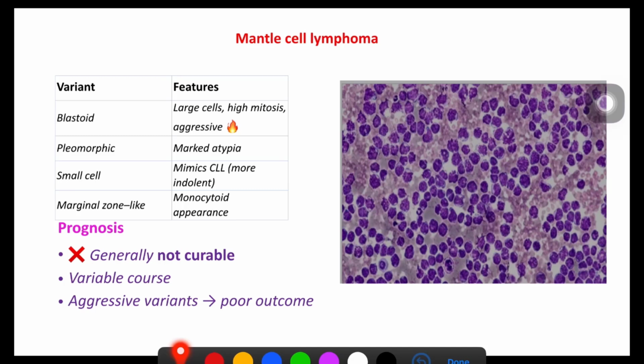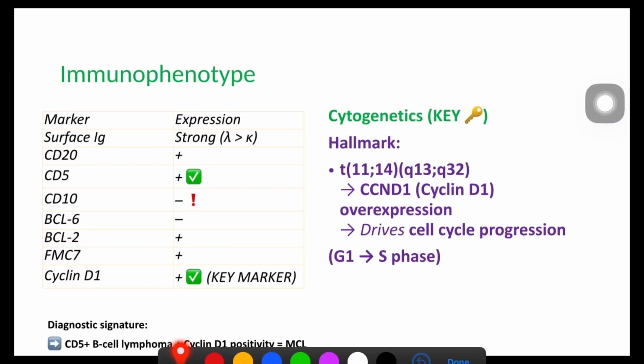There are variants of mantle cell lymphoma like blastoid, pleomorphic, small cell, and marginal zone like. Blastoid has large cells, high mitosis and is aggressive. Pleomorphic shows marked atypia, small cell mimics CLL, and marginal zone like has a monocytoid appearance. The prognosis is poor, and here you can see these are the cells of mantle cell lymphoma.